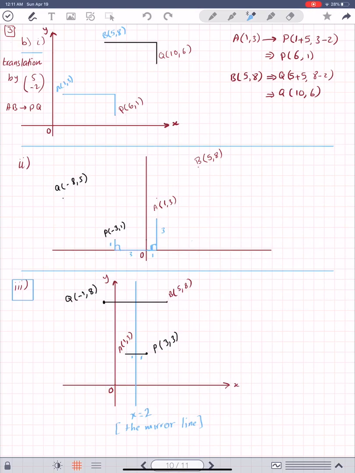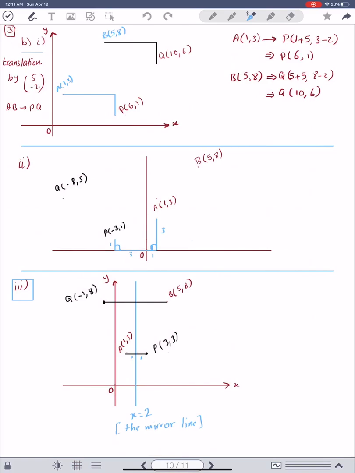So we just add 2 to 1 to get 3. It's the idea and the reflection. So P is 3, 3. The same with B. B is 5, 8. Yes, 5, 8.